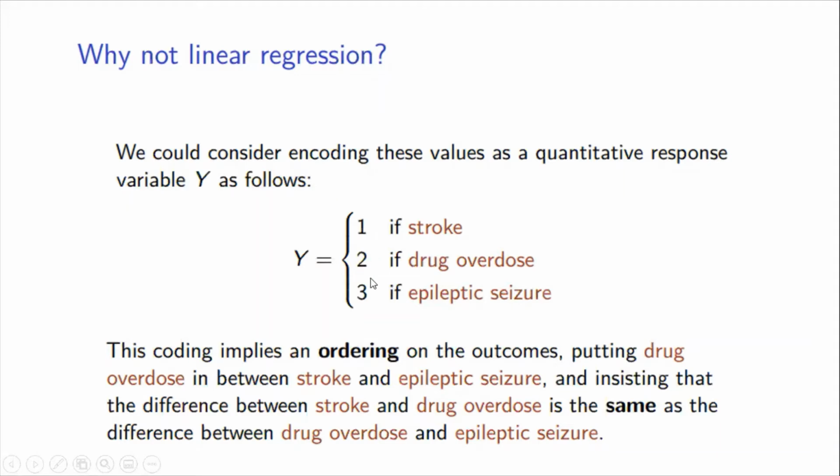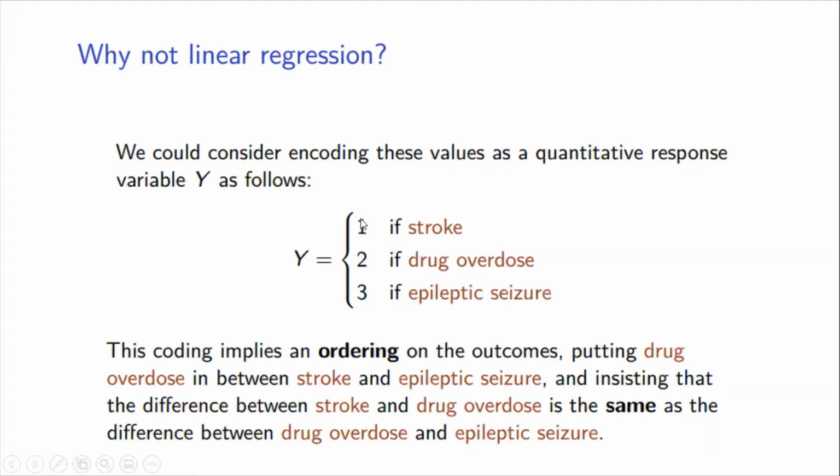And if you subtract 2 minus 1 and 3 minus 2, the distance should not be the same, okay? If it is a numerical sense, this always results in 1, right? 2 minus 1 is equal to 1, and 3 minus 2 is equal to 1. But the idea here is stroke is not 1 unit away from drug overdose, and drug overdose is not 1 unit away from the epileptic seizure, right? Because these are symbolic numbers, okay? We just give them arbitrary numbers.